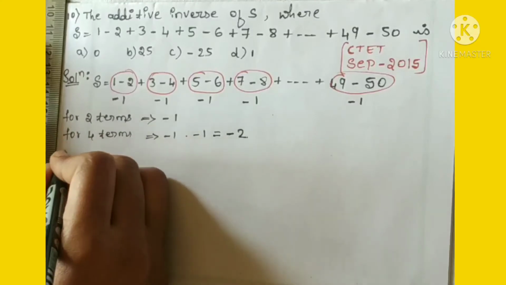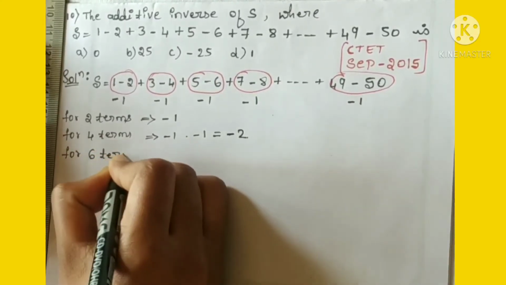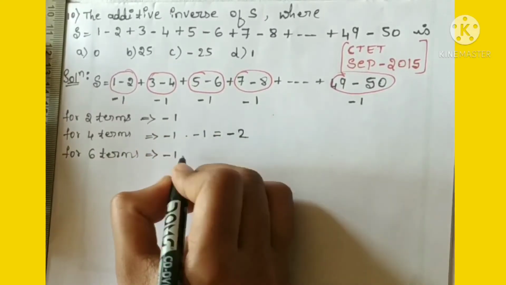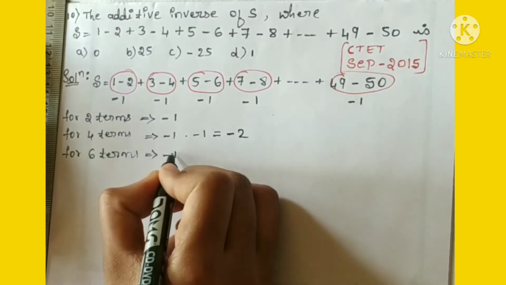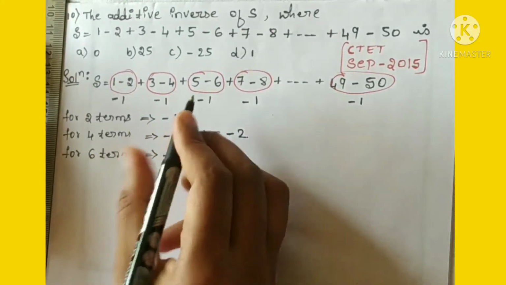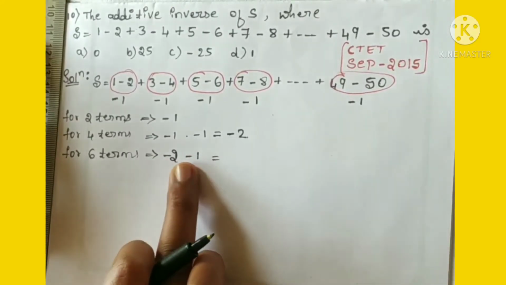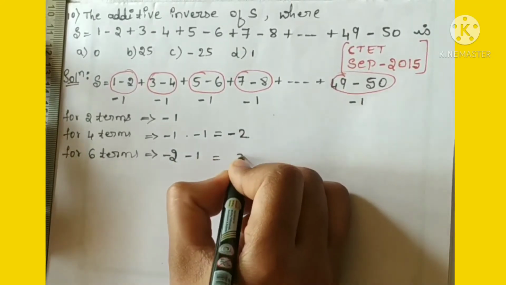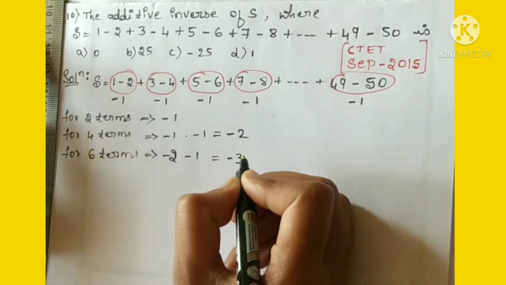Now for 6 terms, minus 1. Here I already found for 4 terms, so I just directly consider minus 2 into minus 1, which is equal to minus into minus plus, so I just add up 2 plus 1 is 3. Now the sign of the bigger number I just take, that is minus 3.